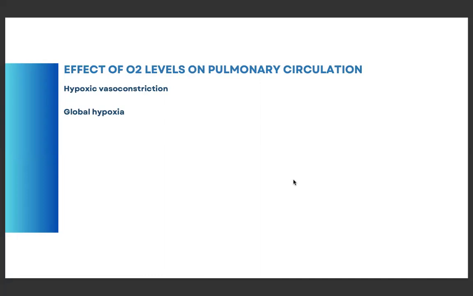Now that we discussed the effects of lung volume on pulmonary circulation, let's discuss the effect of oxygen levels on pulmonary circulation. So we're going to be discussing two phenomena, hypoxic vasoconstriction as well as global hypoxia.